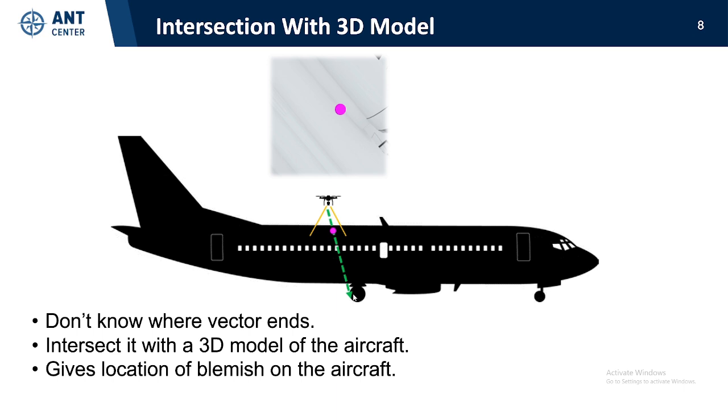because images coming from a camera is 2D information, and so we don't know where this vector ends, and the way you can solve this problem is by intersecting it with a 3D model of the aircraft. And so this gives you the exact location of the blemish on the aircraft.